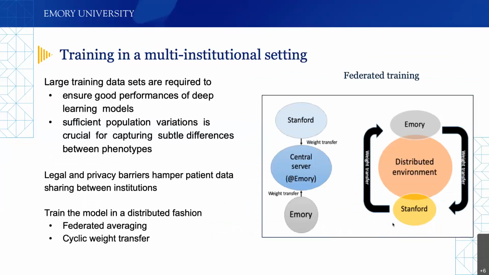So we are trying two different federated learning architectures. One is federated averaging, where we have a central server between Stanford and Emory, and we are doing weight transfer through the central server. But then we are also taking into account a distributed environment where we are training the NLP model in a distributed way, so in a cyclic weight transfer way, without sharing any patient data, of course. So this central server still has a single point of failure, but this distributed environment actually covers that part and doesn't have a single point of failure.